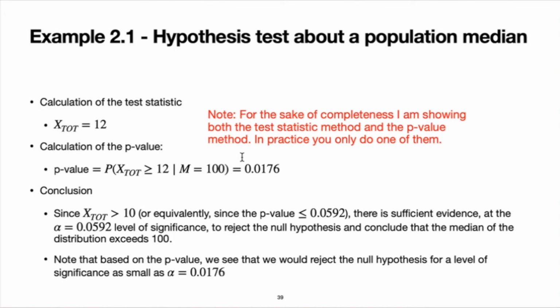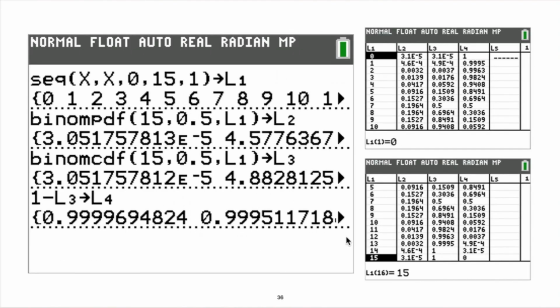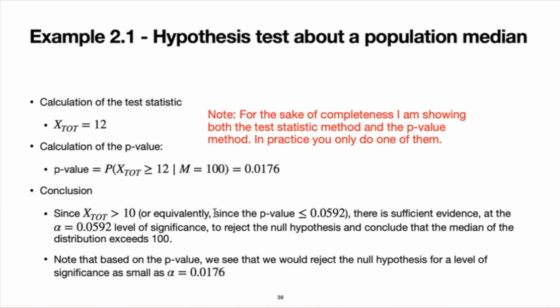All right, and we see that that probability is 0.0176. Note that the probability that X tote is greater than or equal to 12 is the same as the probability that X tote is strictly greater than 11. And so if we go to this row here where we've got 11 in that first column, then that's where we get the 0.0176. So what's our conclusion?